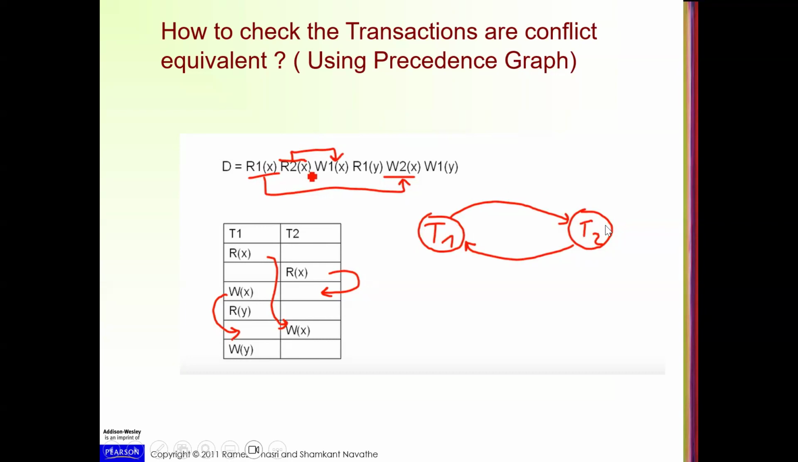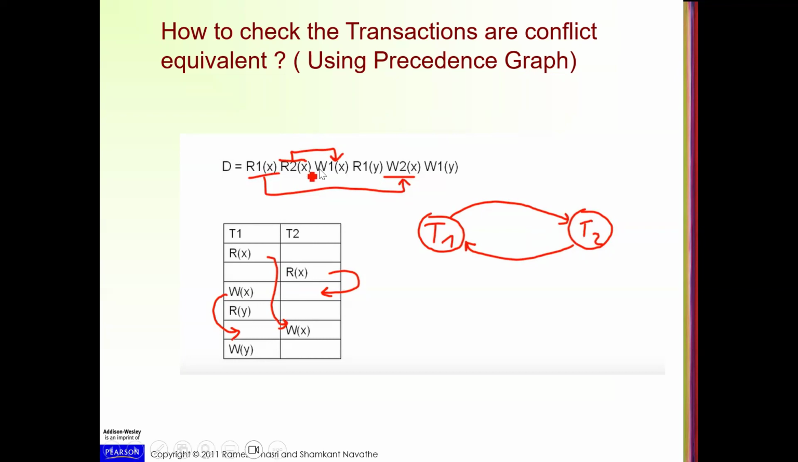T1 is creating a conflict for T2. T2 is creating a conflict for T1. And then we have the cycle here. So this is the easiest way to create a precedence graph and find out whether a given schedule is conflict serializable or not.